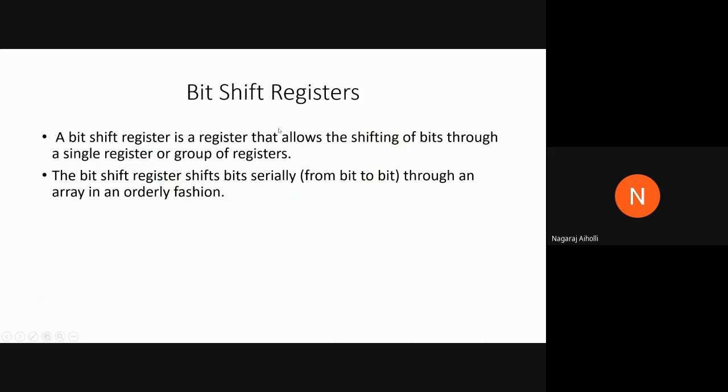Then we will be studying the topic called the bit shift register. It is a shift register, as the name indicates. It is meant to shift the data either in the left direction or in the right direction. A bit shift register allows the shifting of bits through a single register or group of registers. It shifts bits serially from bit to bit through an array in an orderly fashion. It may be from right to left or left to right, or it may wrap up.